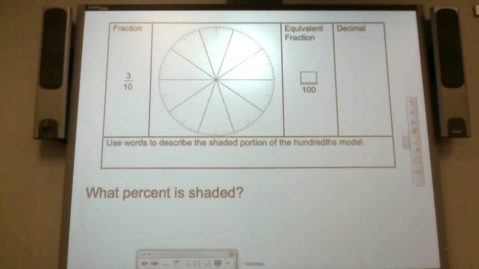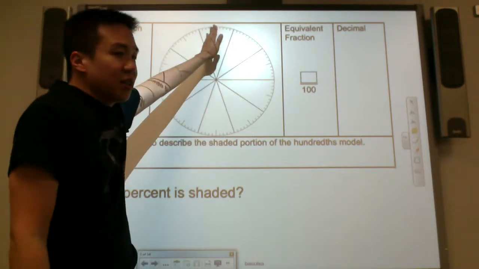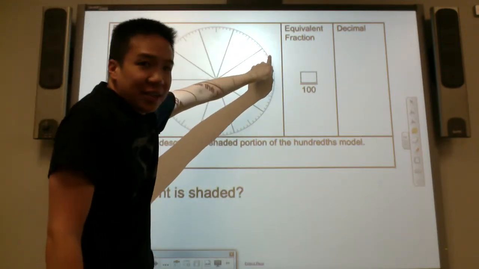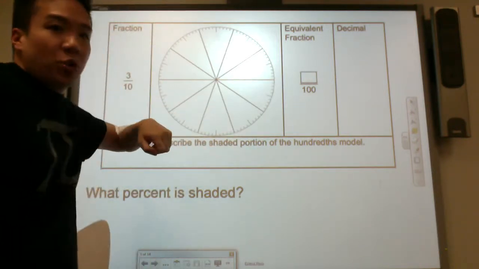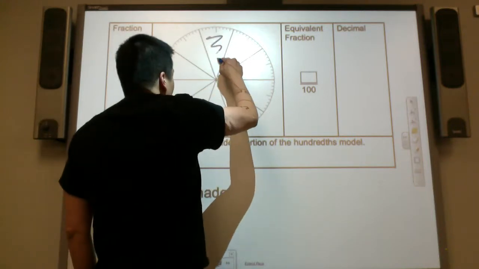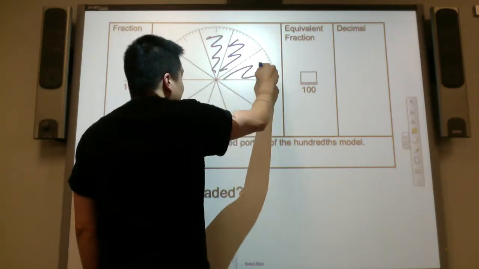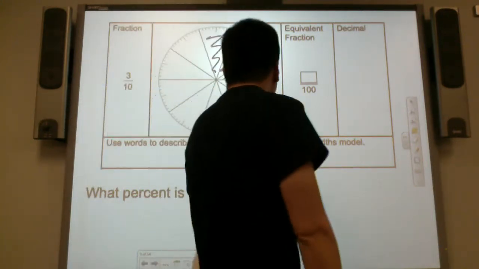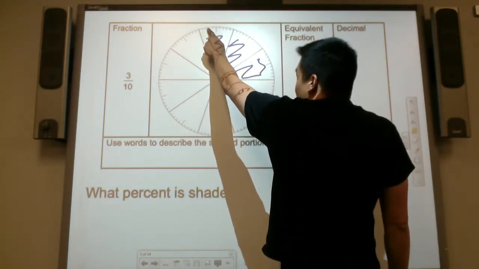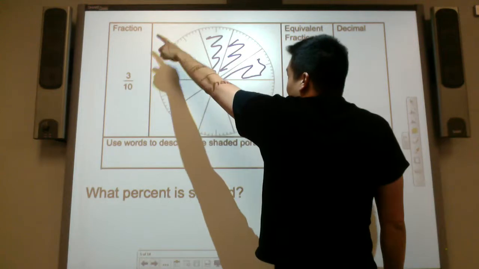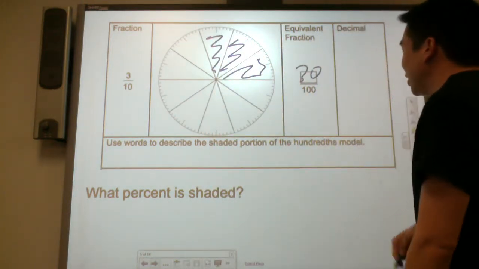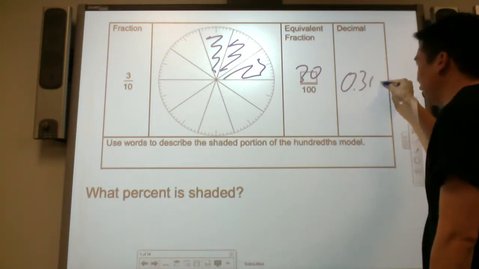So let's try our next picture. This circle is divided into 10 sections. Also, you see these little marks, each one represents 1%. So I shaded 3 of the 10. So I shaded 1/10, 2/10, 3/10. If each one of these represents 1%, 2%, 3%, there are 100 markings here, and I shaded 30 of the markings. What decimal? 0 and 30 hundredths.